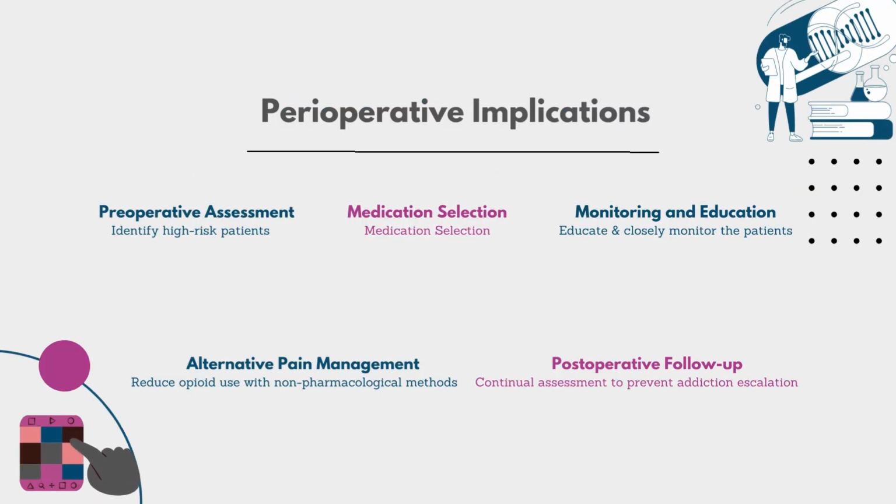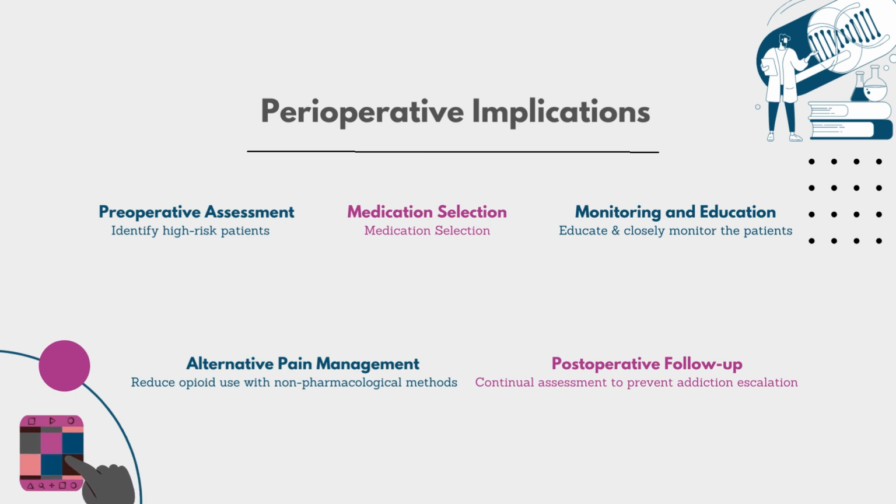Now, let's bring this back to the world of anesthesia. This genetic information can play a critical role in perioperative management, from the moment a patient walks into the operating room to their recovery. Perioperative management involves careful planning and execution. It's here that we can use our knowledge of a patient's genetic risk factors for addiction to make a real impact. The preoperative assessment becomes essential. Knowing a patient's genetic risk factors for addiction can help tailor the pain management plan, ensuring they get the right pain medications for their unique genetic profile.